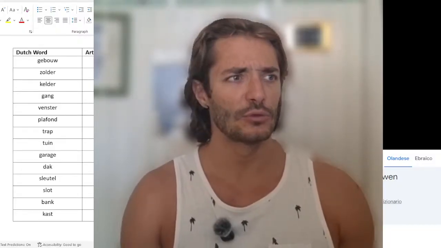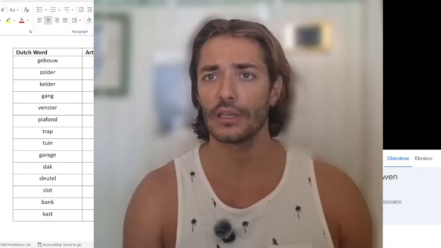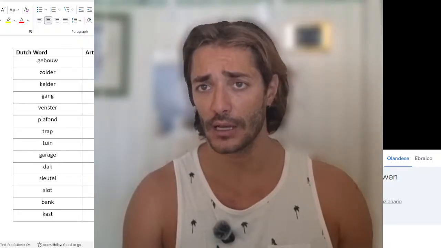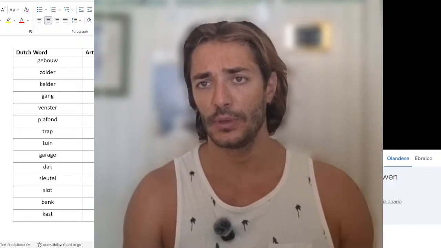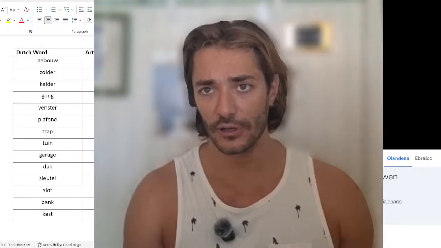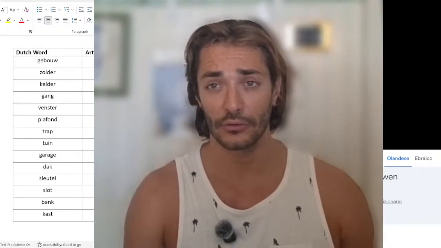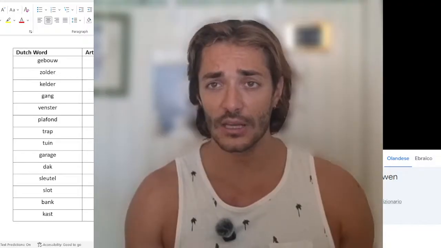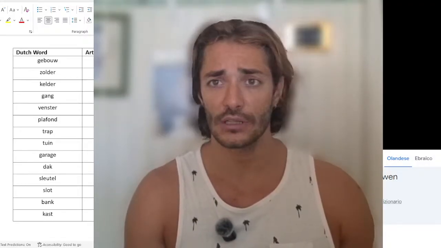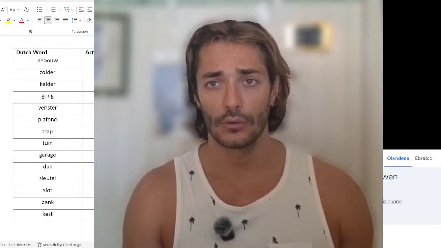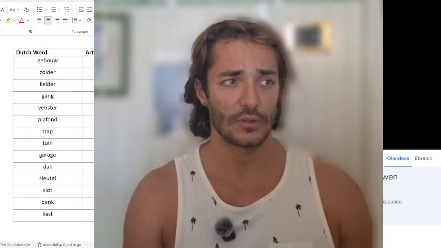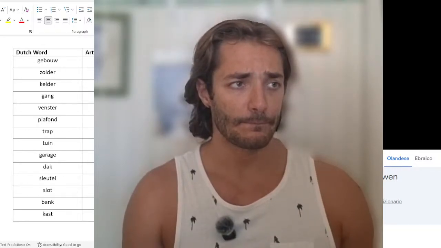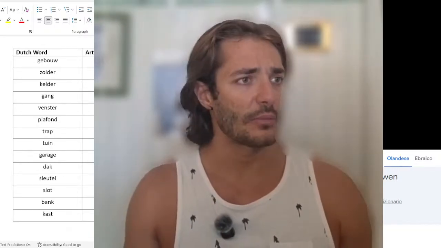There are a few rules concerning how to make plurals in Dutch. My suggestion would be to look at the rules first. I will not really go through them here. I will maybe try to remind them, but I will not read the rules here. So that would be a good exercise to start with, and then go through the exercise with me.